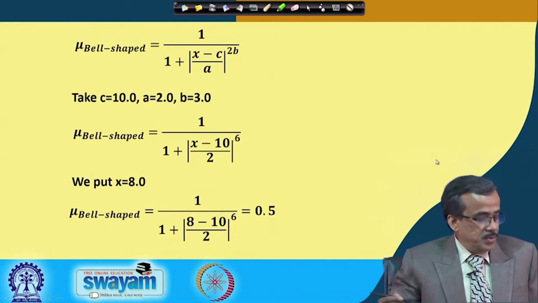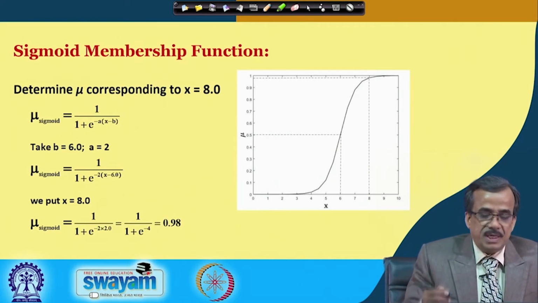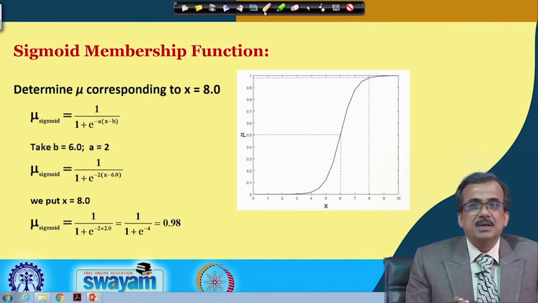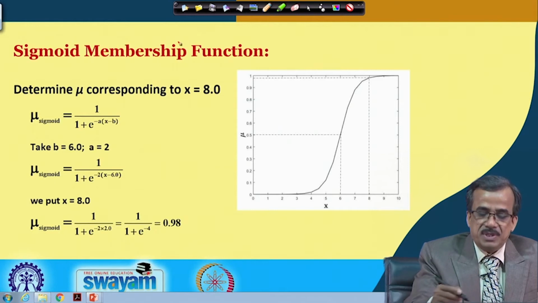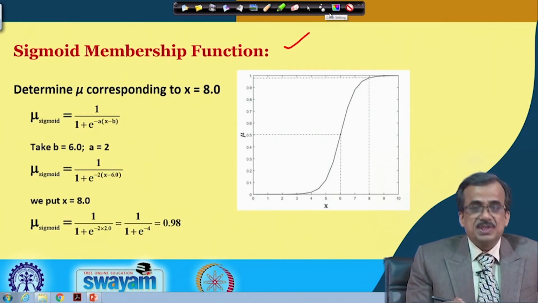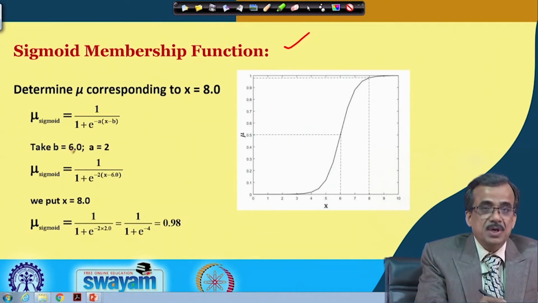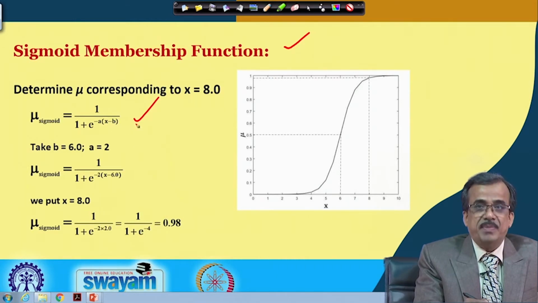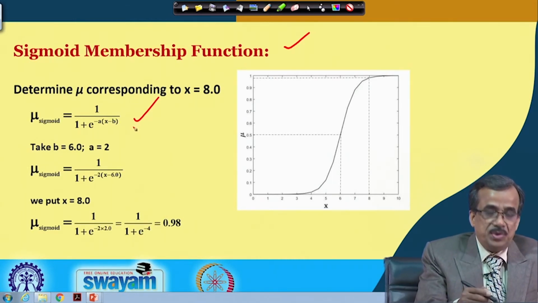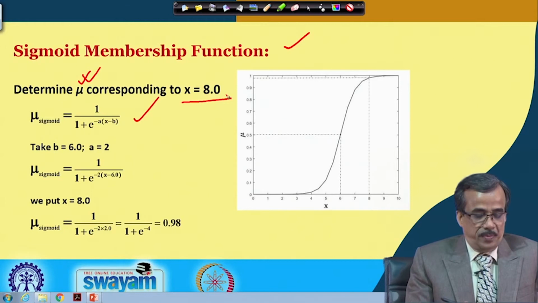Now, this is the way we should be able to find out the value for the membership function distribution. Now, I am just going to concentrate on another very popular membership function distribution, that is known as the sigmoid membership function distribution. This is mathematically expressed as follows. So, mu sigmoid is nothing but 1 divided by 1 plus e raised to the power minus a into x minus b. Our aim is to determine the value for this mu corresponding to x equals 8.0.